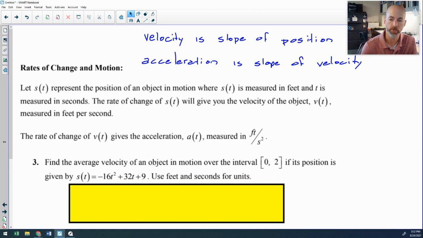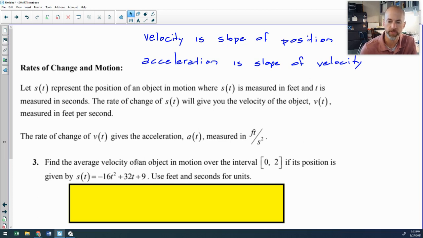And you do need to know how to measure the units. Velocity is like feet per second. Acceleration introduces a new unit of time. That'd be feet per second squared. There is something called the jerk, which is feet per second cubed. And then after that comes snap, crackle, pop, and they actually name them quite a ways down the line. But we're going to be looking at position, velocity, and acceleration. So looking at number 3 here, find the average velocity of an object in motion over the interval 0 to 2 if its position is given by this function, and s is very frequently used to describe position.